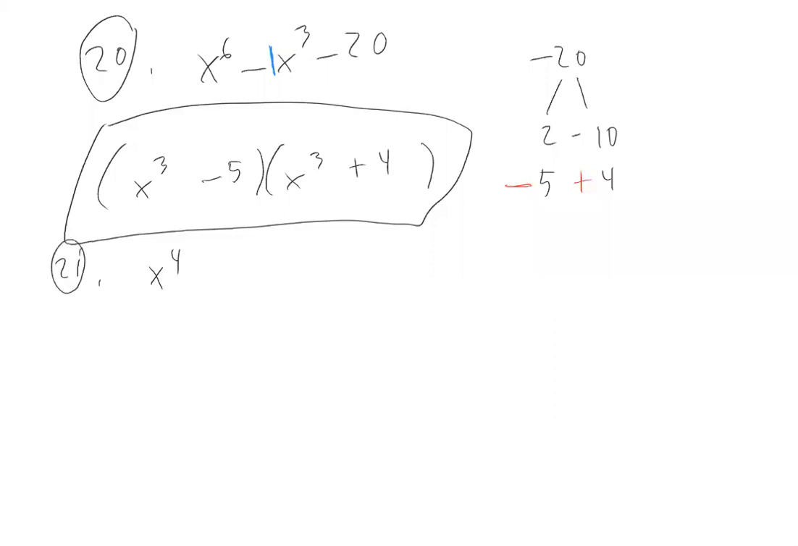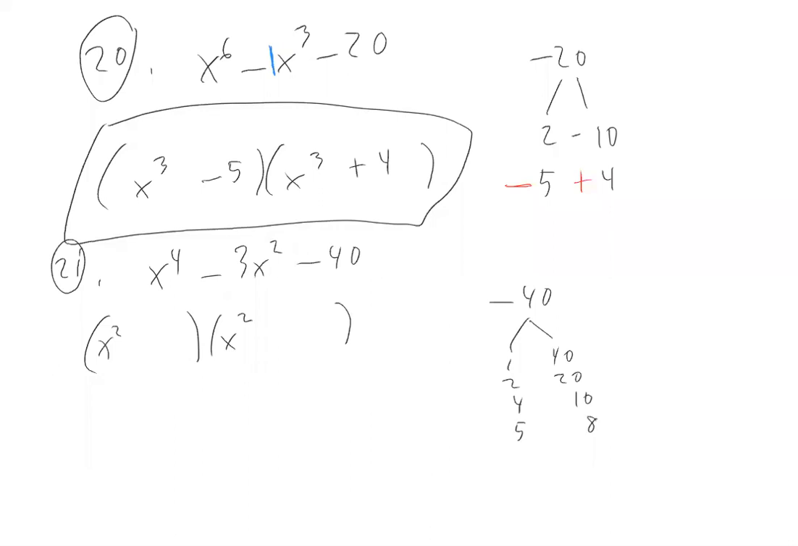So x to the 4th minus 3x squared minus 40. Well, once again, x to the 4th can break apart into x squared times x squared. And then you need to break the negative 40 apart into two numbers that multiply to equal itself. So negative 40 can break apart into like 1 times 40, 2 times 20, 4 times 10, 5 times 8. Okay, there we go. Because we have to change the pair of numbers so that it has a sign that adds up to be the middle number, which is negative 3.